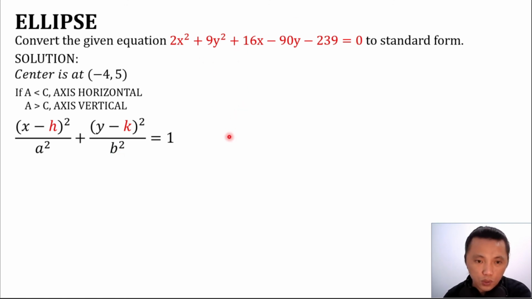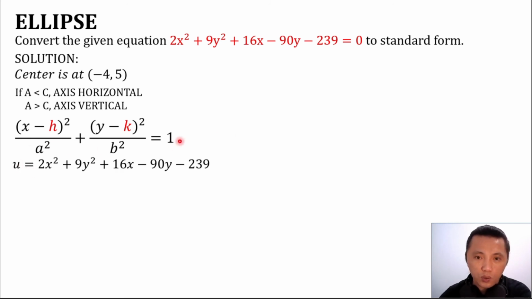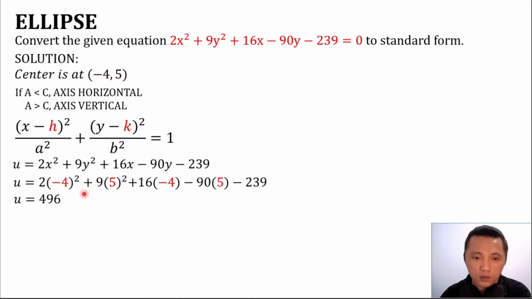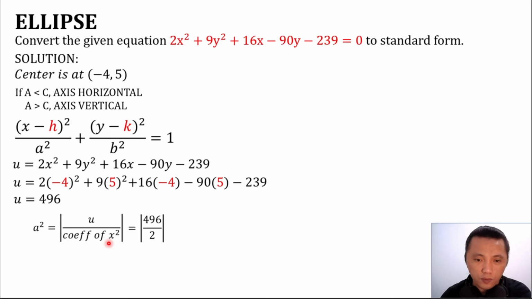So now I will introduce you to a constant. So this is u. So we will equate u with this given equation here, 2x squared plus 9y squared plus 16x minus 9py minus 239. So this is u. Okay? So solve for u using the values of h and k here for x and y. So u is equal to 496. So now the value of a squared is equal to the absolute value of u all over the coefficient of x squared. So you have 496 over 2, that is 248.